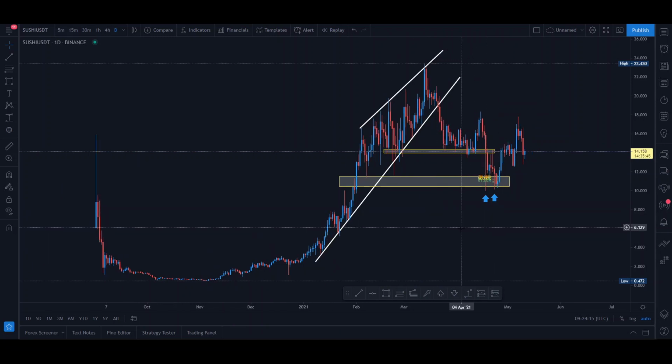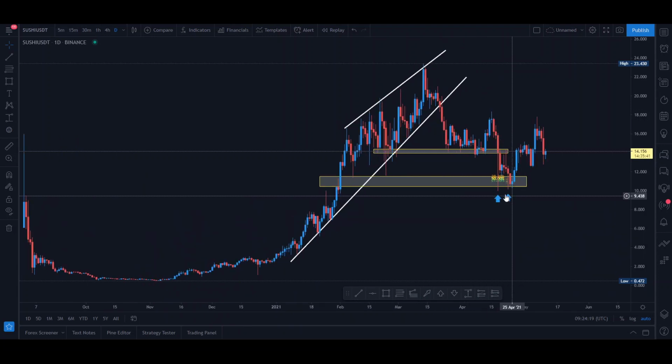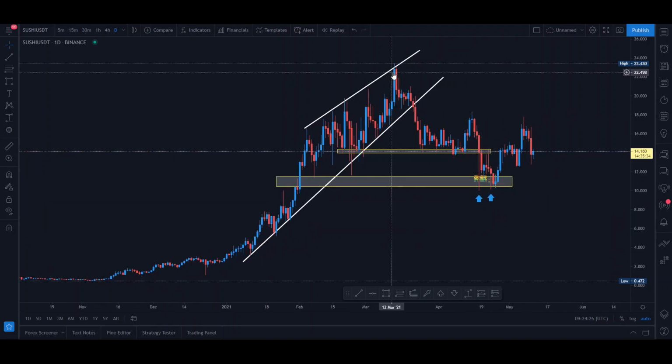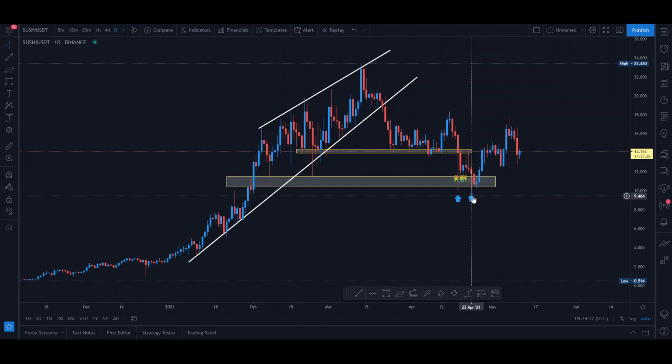So this is our last week's price movement prediction. We noticed a double bottom formation down here, a very strong area of support from which the coin actually did bounce off of, and instead of going into this series of lower highs and lower lows, we made a trend reversal and started making a series of higher highs and higher lows.